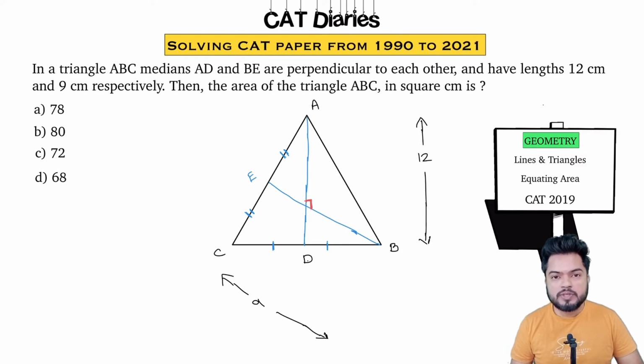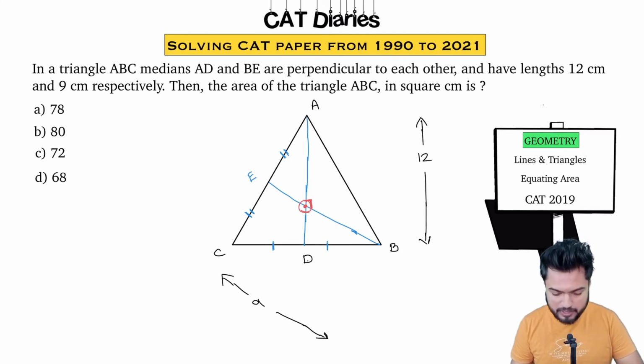But I know that the medians intersect at a point called the centroid, and the centroid divides the median in the ratio of 2:1. That is something that should be known before I think about this problem. So this point has to be the centroid, yes. Why is this the centroid? Because medians are intersecting at this point. And a centroid divides the median in the ratio of 2:1, where 2 is always from the vertex.